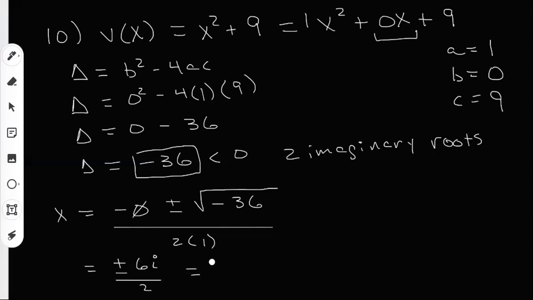6 divided by 2 is going to give us 3, plus or minus 3i. Those are going to be our two imaginary roots. So I can have a positive 3i, or I can take the negative underneath and make it a negative 3i. So positive 3i and negative 3i are going to be our two imaginary roots.